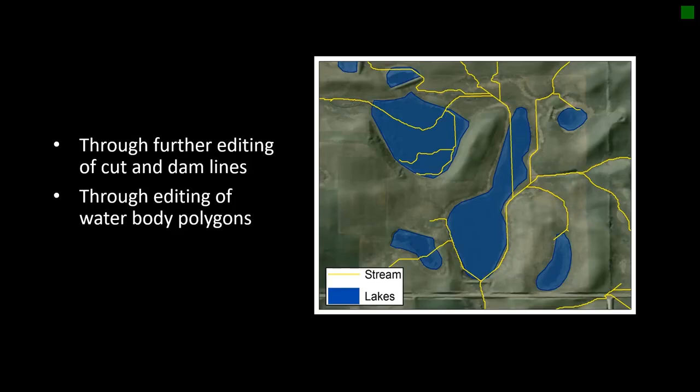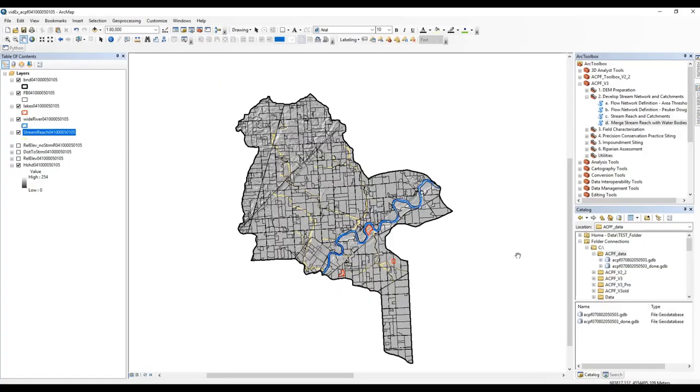You may find that you need to include additional cut or dam lines to make your stream centerline flow more accurately. This example shows that centerline flowing straight through the lake and exiting at the wrong outlet. Further hydro modification should be done to minimize these discrepancies.